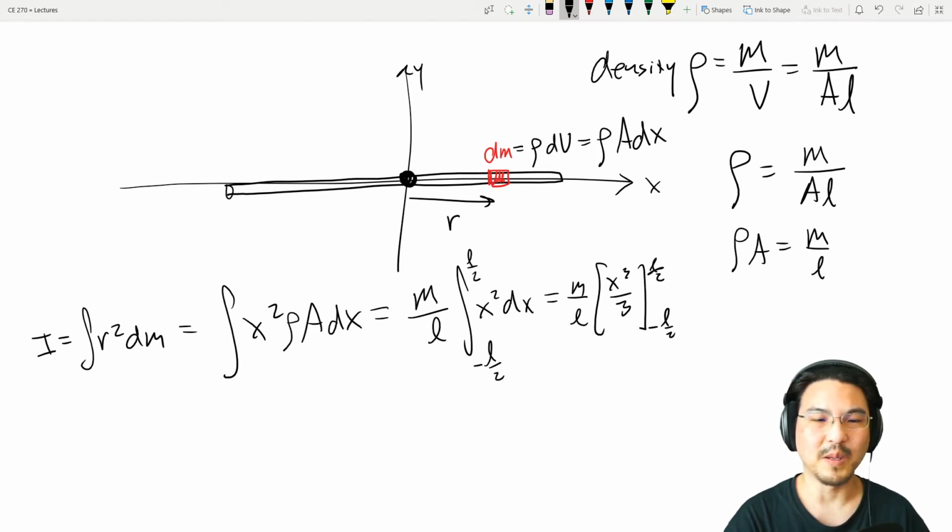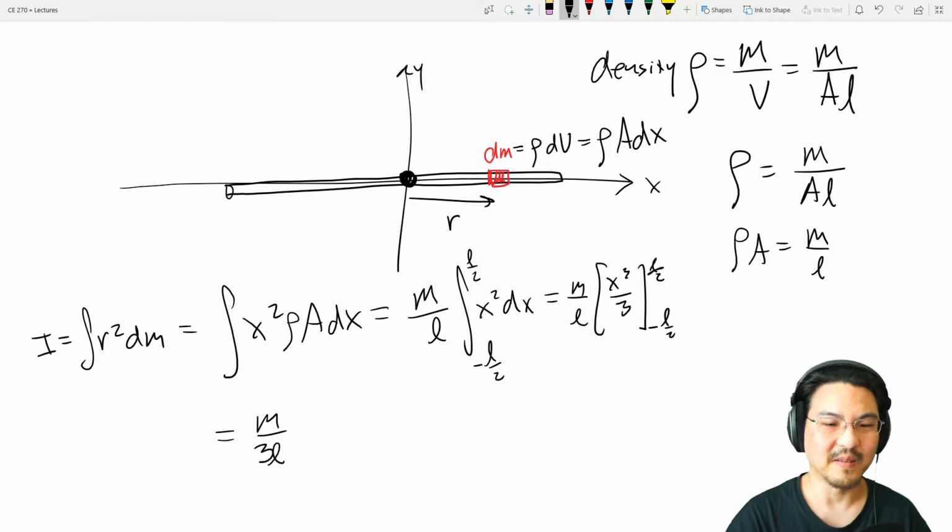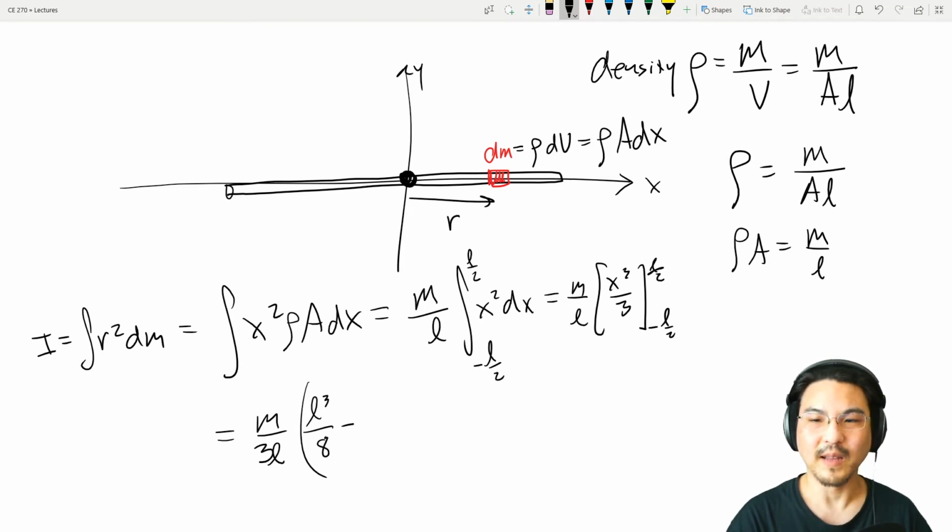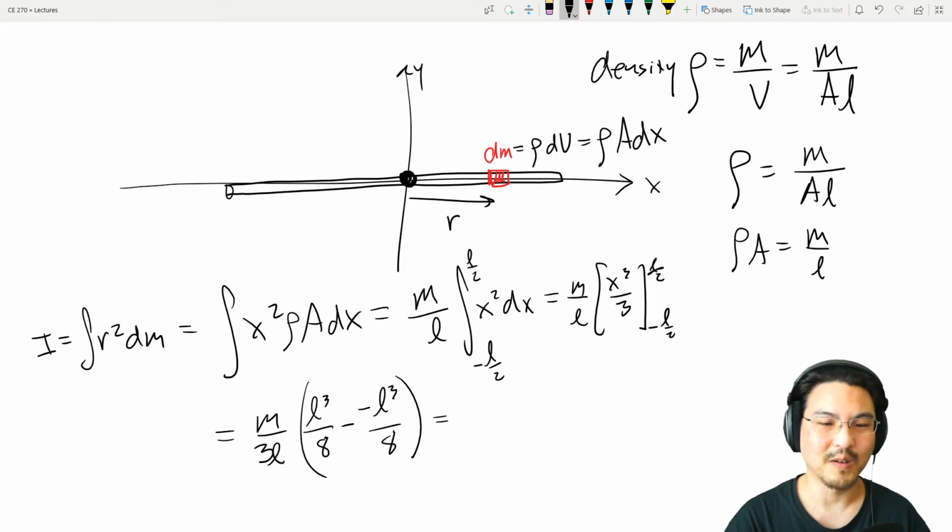Okay, so that would be, let's take the 3 out of there. So L over 2 cubed minus negative L over 2 cubed. Okay, so then that's minus minus is plus, so 2 over 8, 1 over 4, so 1/12 mL cubed over L squared.